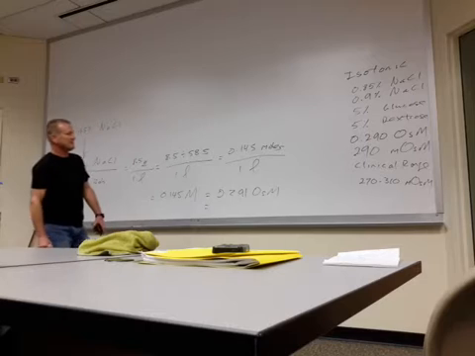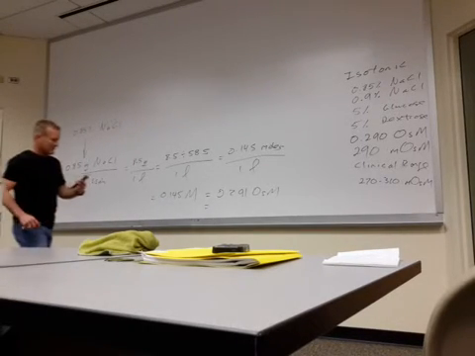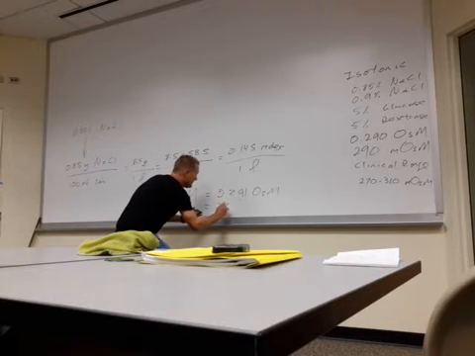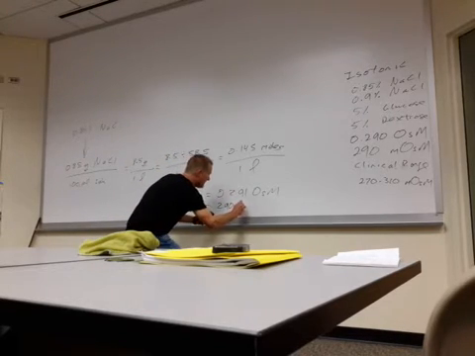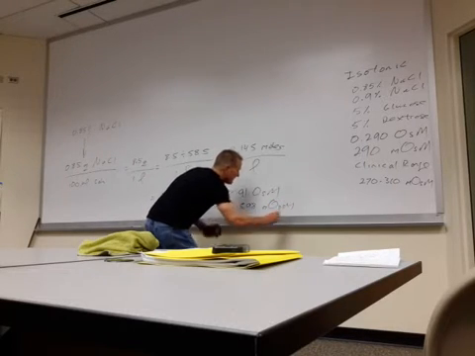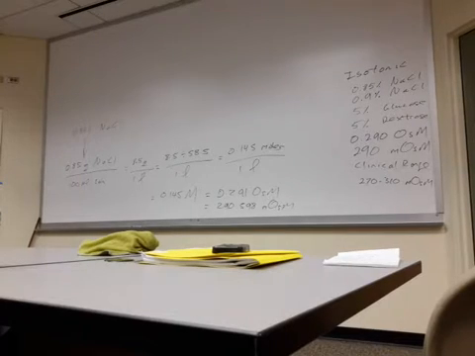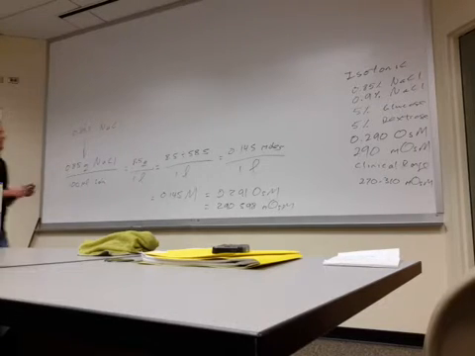What's the last thing to do? Multiply it by 1,000. 290.598 milliosmolarity. Boy, that's well within the clinical range, isn't it? We nailed that one. So 291 we could say if we wanted a whole number.